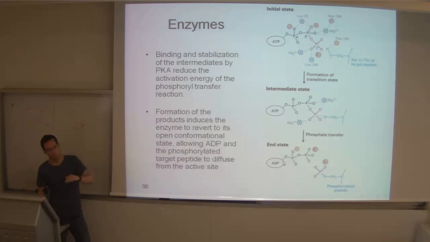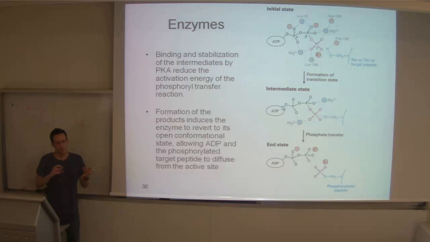So either you slide down towards the product, in which case the glycine loop opens up, and the ADP and phosphorylated target peptide dissociate from the active site. But also you can slide back towards the initial state, in which case the glycine loop stays locked and still holds the two substrates, the ATP and target peptide, close together. And again, you're pushed towards the intermediate state.